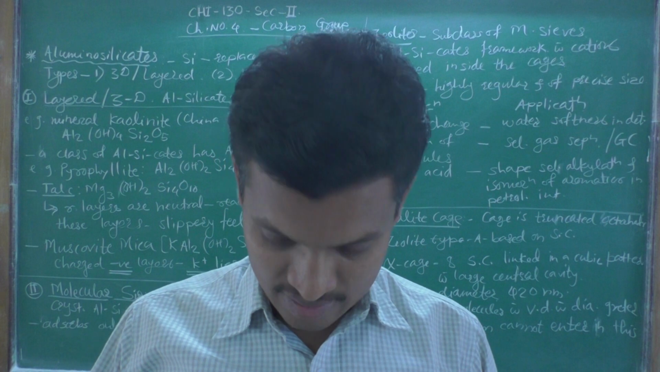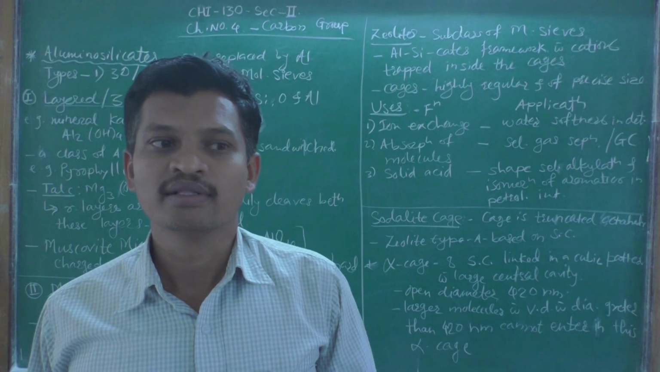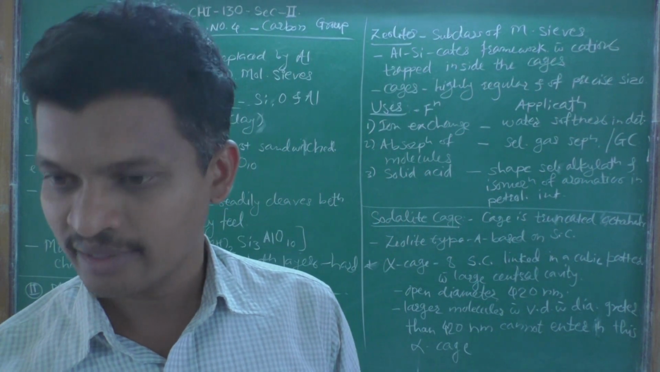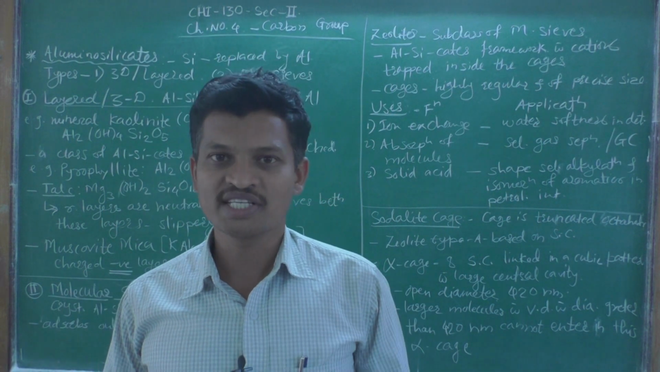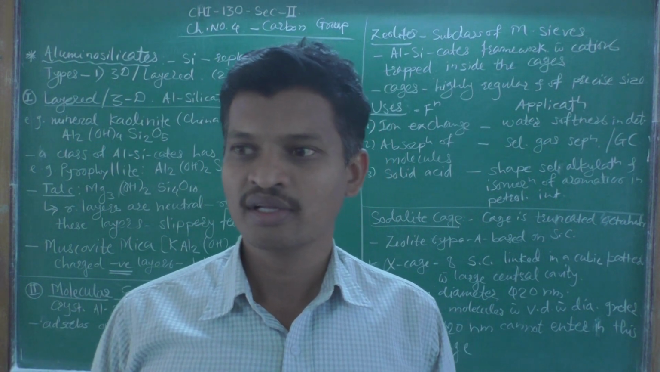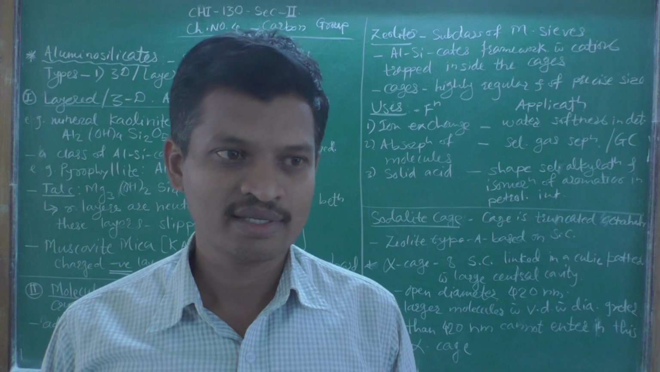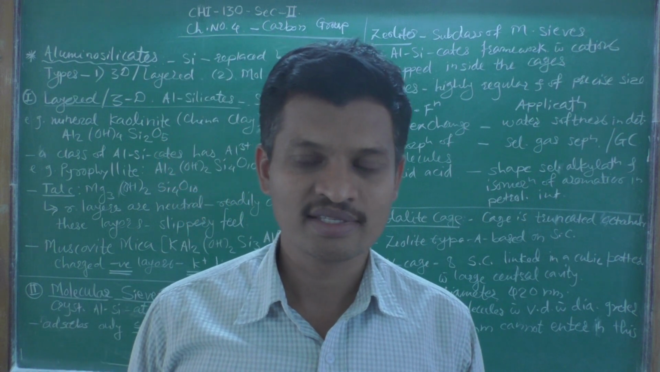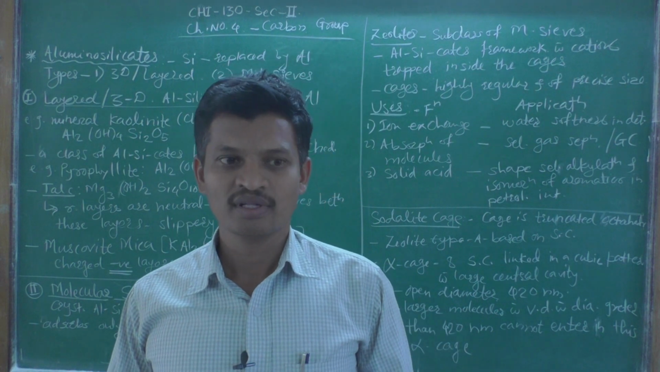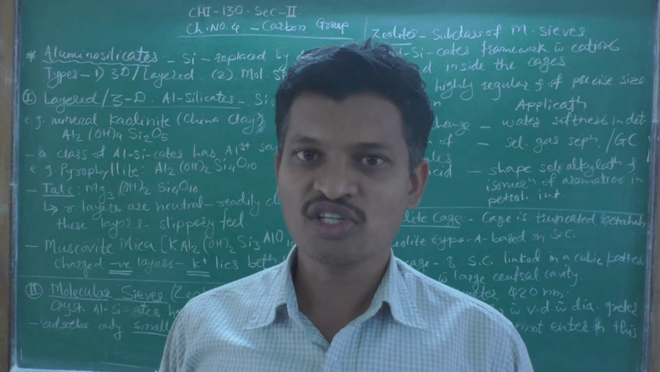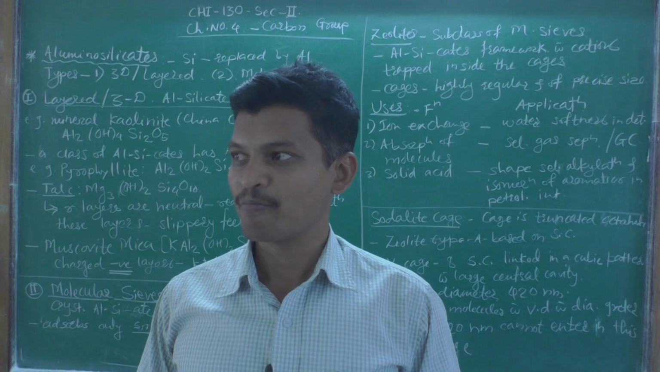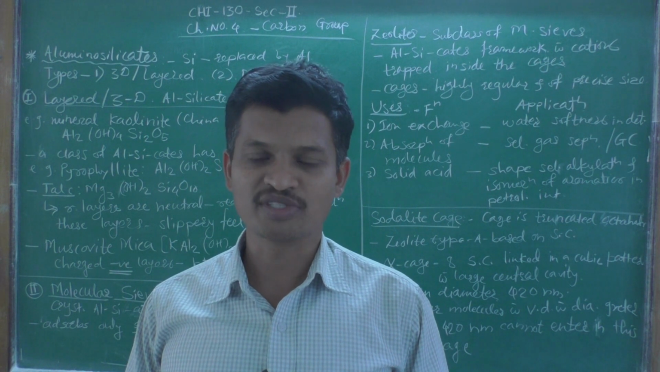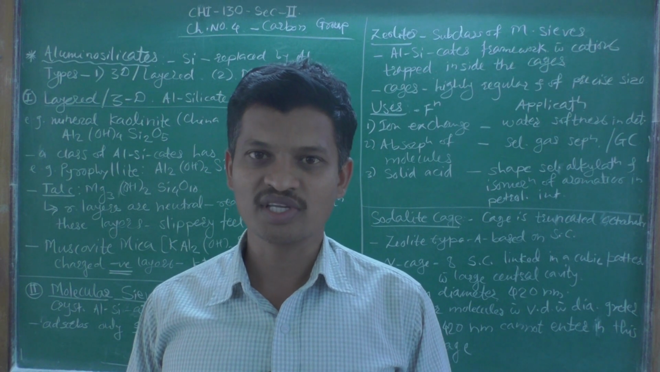Here we are discussing the carbon group elements, and in yesterday's lecture we have seen the silicates and their classification as well as examples. The structures of all these different 6 to 7 types of silicates we have also seen.